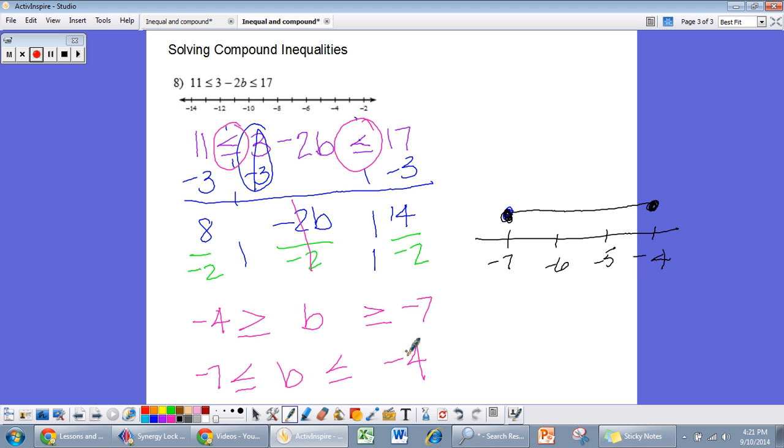Here is my solution, here is my graph, and once again, if you test it, you can pick any number, including either of those numbers, put it into the original problem, and you'll get a true statement. So there you have it.